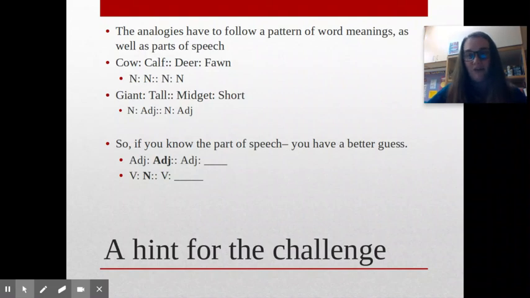From here, I am going to have you guys practice some analogies. I'm going to have you look for another post that will be a Google form, and from there you can show me how well you understand analogies, and we will talk about it later.